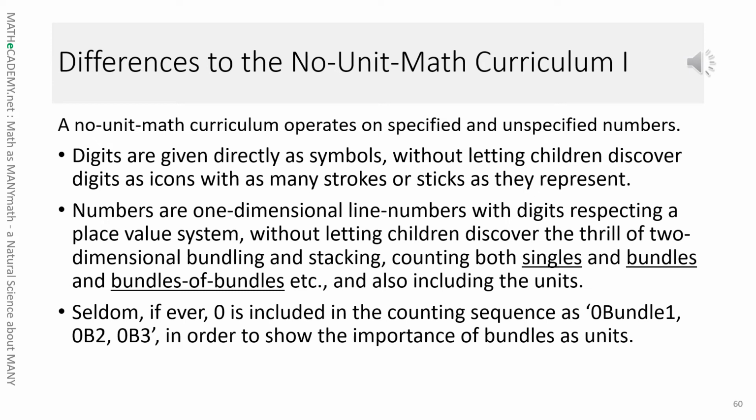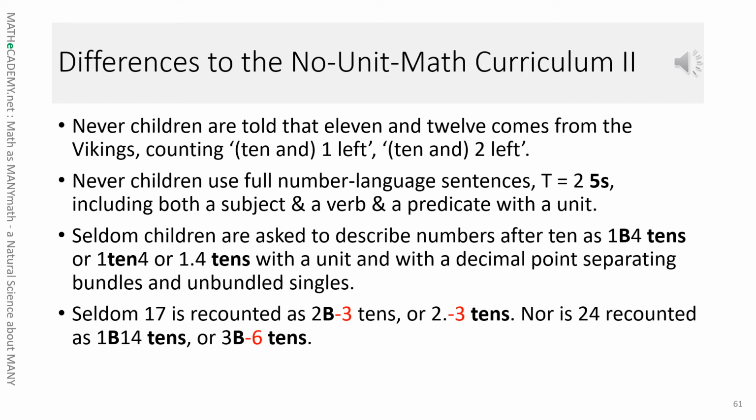In order to show the importance of bundles as units. Never are children told that 11 and 12 come from the Vikings, counting 10 and 1 left, and 10 and 2 left. Never do children use full number language sentences, T equals 2 5s, including both a subject and a verb, and a predicate with a unit.